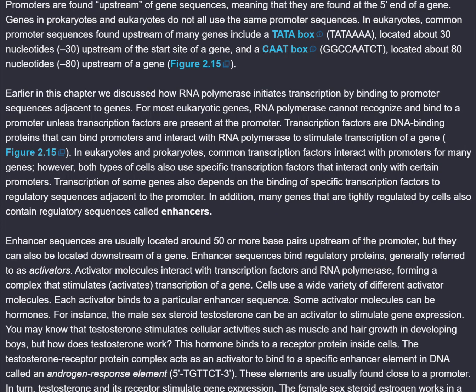Promoters are found upstream of gene sequences, meaning that they are found at the 5' end of a gene. Genes in prokaryotes and eukaryotes do not all use the same promoter sequences. In eukaryotes, common promoter sequences found upstream of many genes include a TATA box, TATA, located about 30 nucleotides, -30, upstream of the start site of a gene, and a CAAT box, GGCCAATCT, located about 80 nucleotides, -80, upstream of a gene, Figure 2.15.